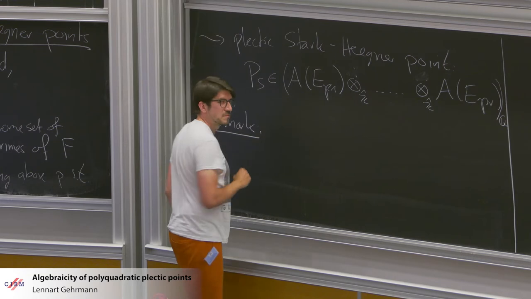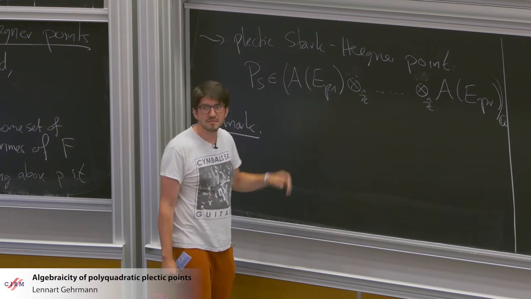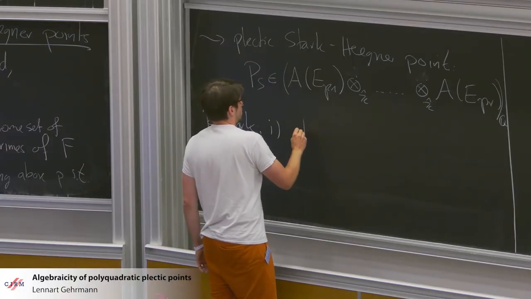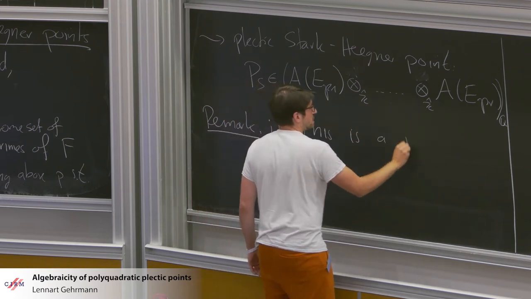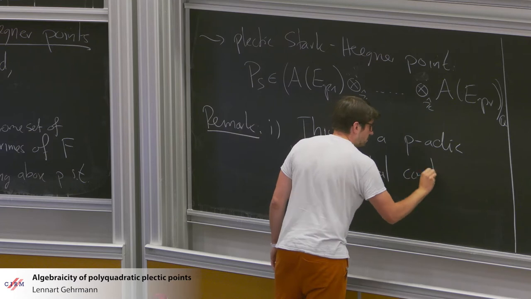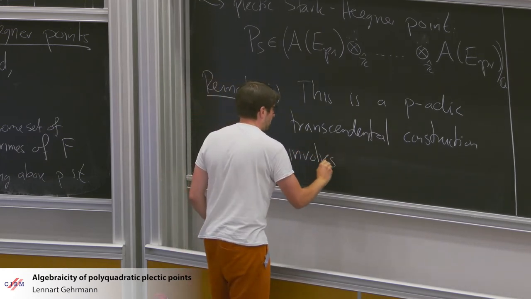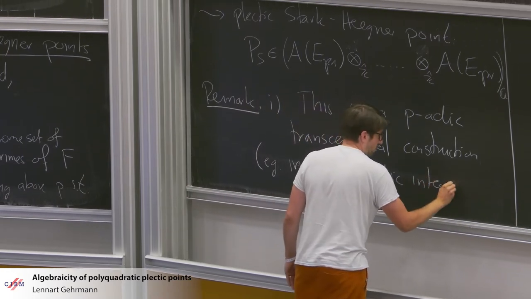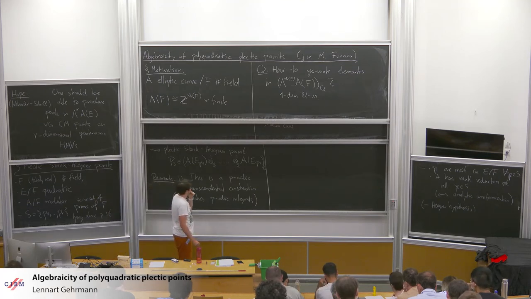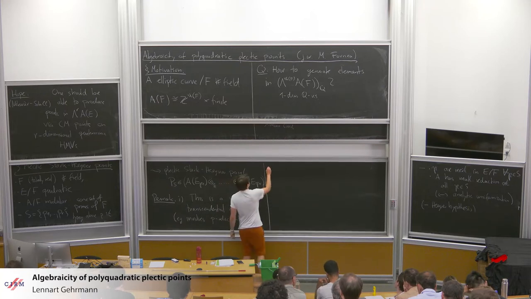I mean, these are all profinite, basically pro-p times something finite. Okay, so the first remark is that this is a p-adic transcendental construction. So for example, it involves some p-adic integrals over some measures which are somehow elliptic analogs of these measures Mahesh talked about, but I'm not going to define them.